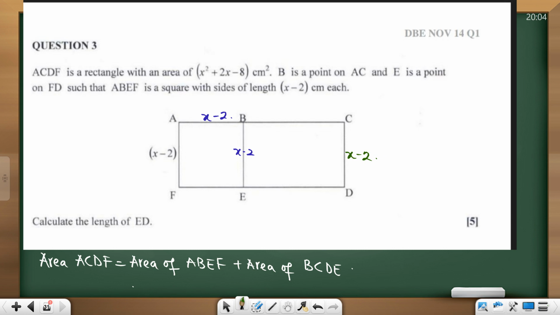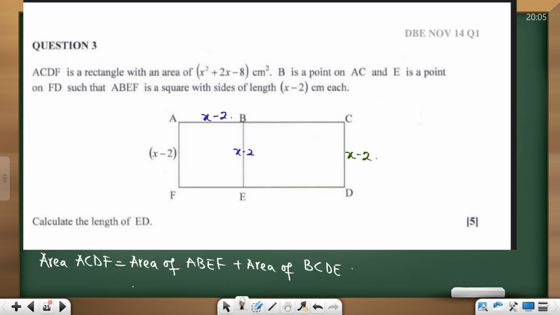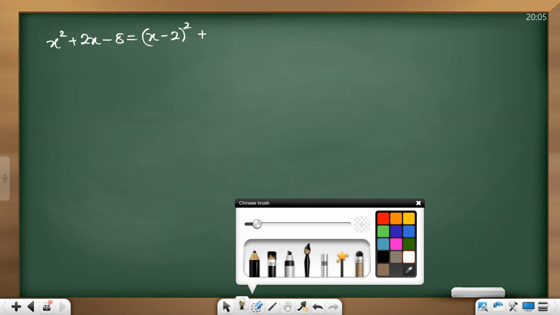X minus, okay, so let's try to quickly do the algebra. X squared plus 2x minus 8. Let's see if we are going to have the rectangle. X minus 8 is going to be our problem. We are looking for the length of what? ED. What's the area of BCDE? It's y times x minus 2. Basically, what are we looking for?